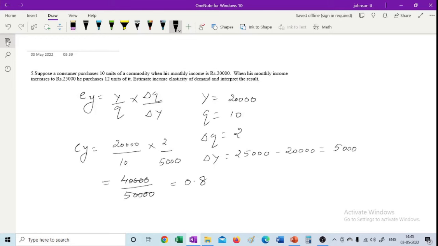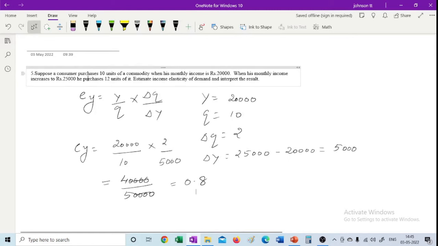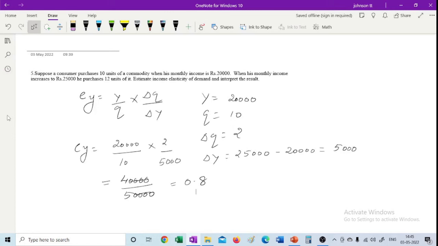If income elasticity is negative, then what can we say? When income elasticity is negative, the commodity will be an inferior commodity. But here it is positive, so it is a normal commodity and the value is less than 1. So it is less elastic demand.